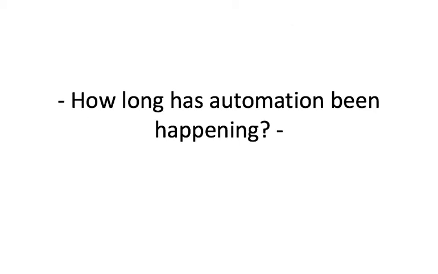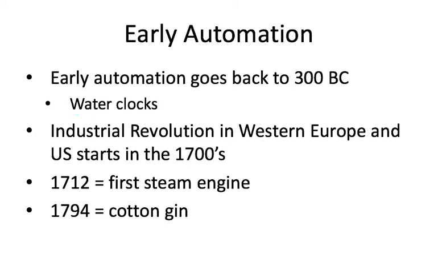And exactly how long has automation been happening? So automation goes all the way back to about 300 BC. BC means like 300 years before zero. And at that point in early automation, they were trying to basically create clocks. And some of the earliest clocks were water clocks.